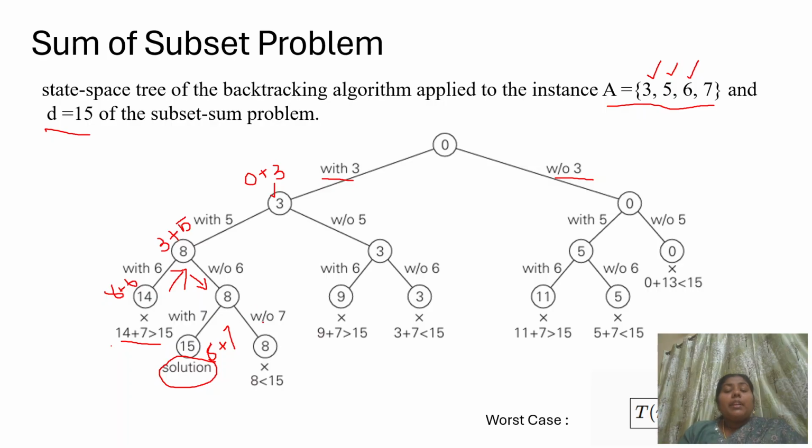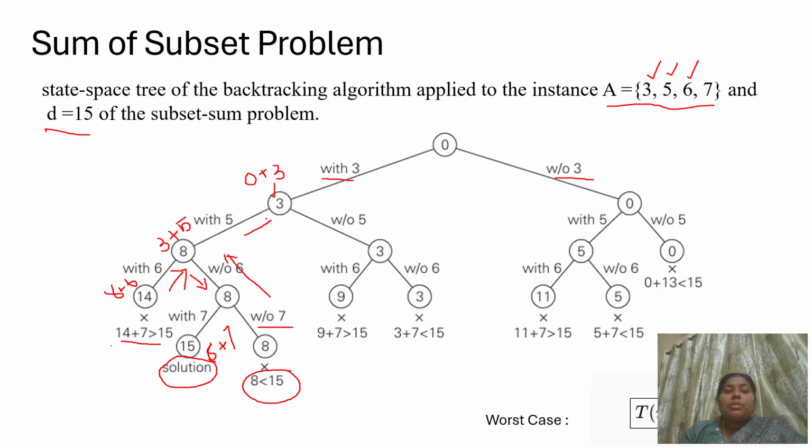So it is a solution. But in the next one, I am going to exclude this particular 7. Excluding 7, that is 8 only. Any more elements in the set again? No elements in the set. So 8 is again less than 15. This is a dead end. We are not able to explore again. So I am going backward and going to try another solution.